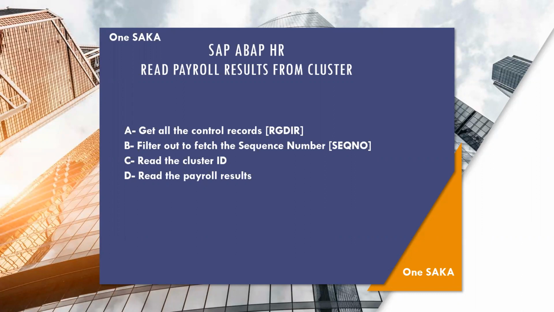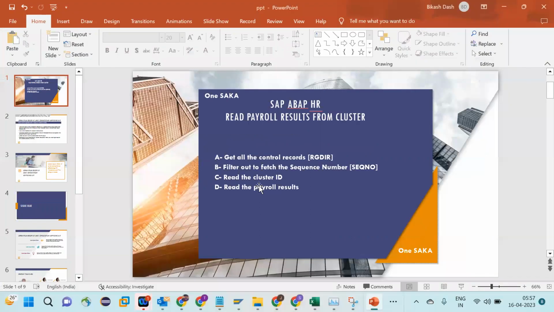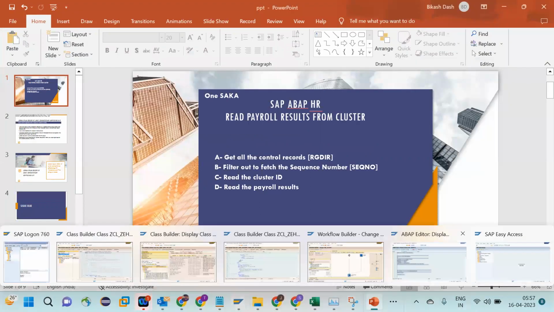Remember, to read the payroll result, we need three things. One is the employee number for whom we are going to read the payroll result, the sequence number for which we are going to read the payroll result, and the cluster ID the employee belongs to. Let me go to the SAP system.